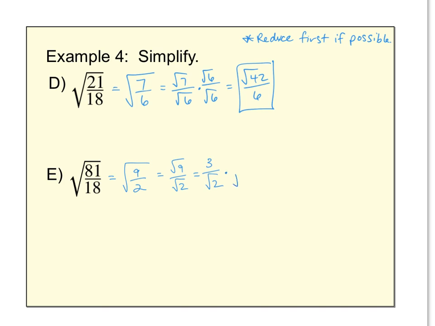Am I done? Nope, I still have a radical on the bottom of the fraction, so I have to rationalize the denominator. I'm going to multiply by root 2 over root 2, and I wind up with 3 root 2 over root 4, which is 2. So this is my simplified answer. Notice there's not a fraction under the radical, and there's not a radical on the bottom of the fraction.